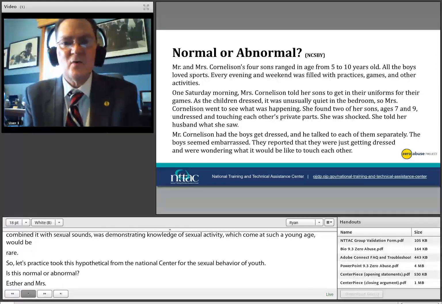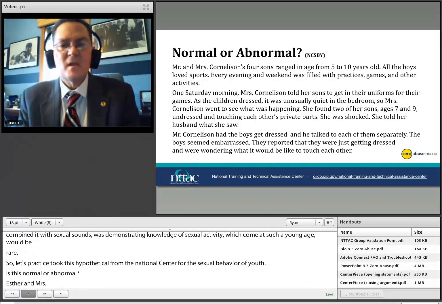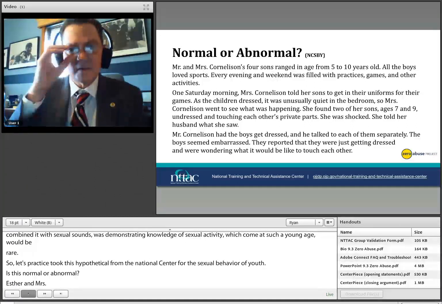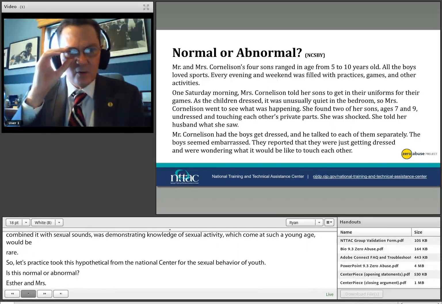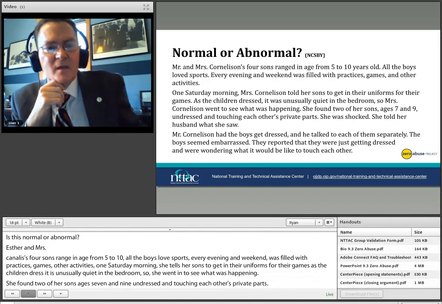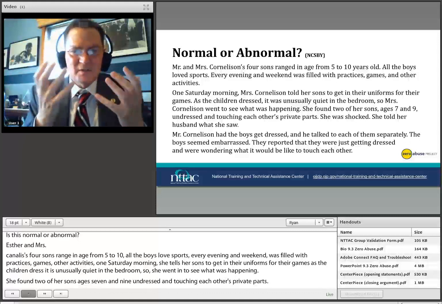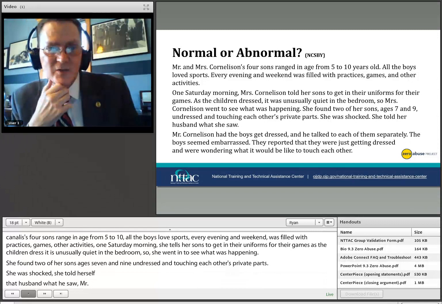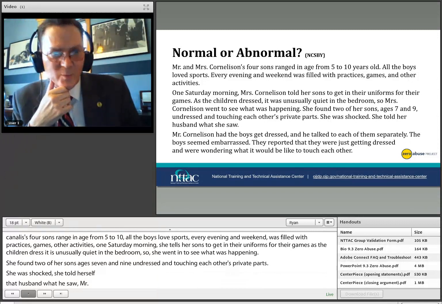So let's practice. I took this hypothetical from the National Center for the Sexual Behavior of Youth. Is this normal or abnormal? Mr. and Mrs. Cornelison's 4 sons range in age from 5 to 10. All the boys loved sports. Every evening and weekend was filled with practices, games, other activities. One Saturday morning, Mrs. Cornelison tells her sons to get in their uniforms for their games. As the children dress, it's unusually quiet in the bedroom. So Mrs. Cornelison went to see what was happening.